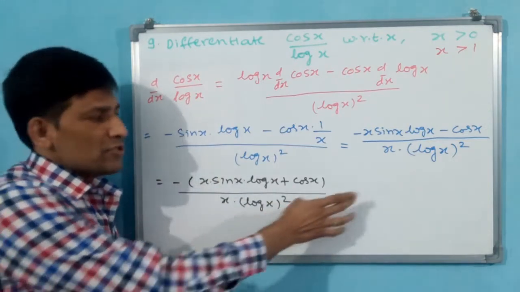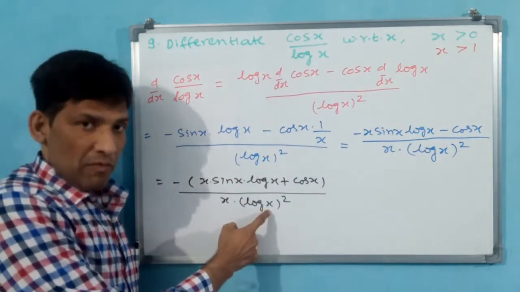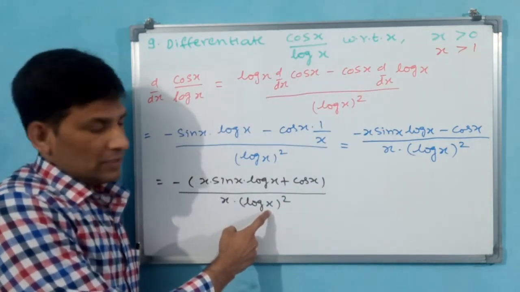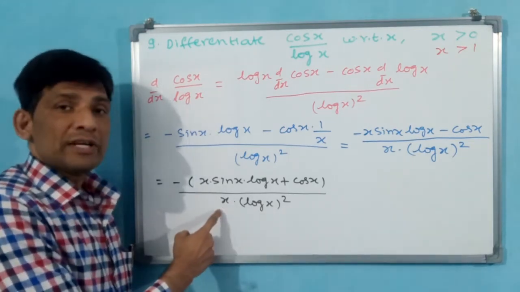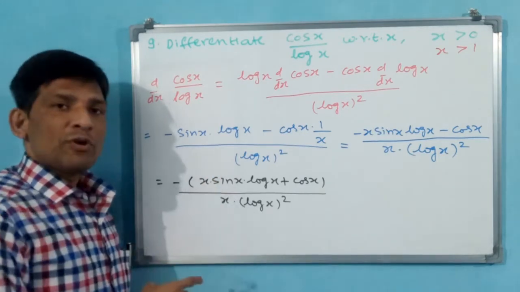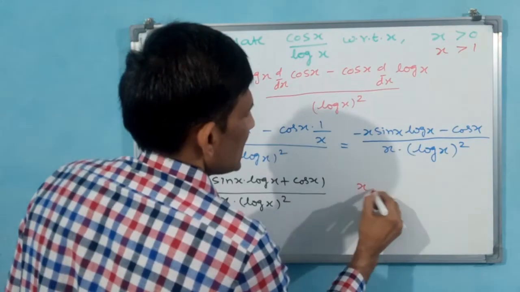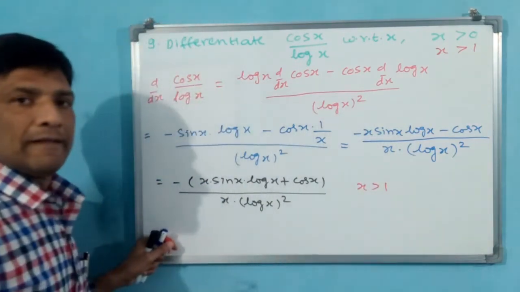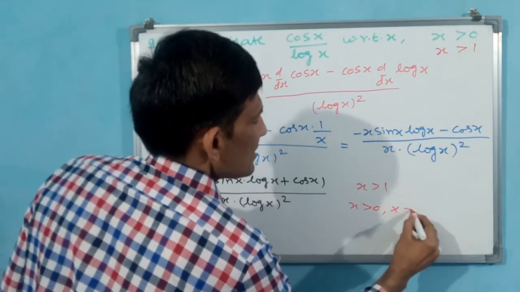if here you have written x is greater than 0, like the examiner has given, but you have given 1, log 1 is 0, 0 square is 0, 0 into x is 0. Something by 0 is undefined. That is what you are going to write. You are going to write x is greater than 1, or else x is greater than 0 but x is not equal to 1.